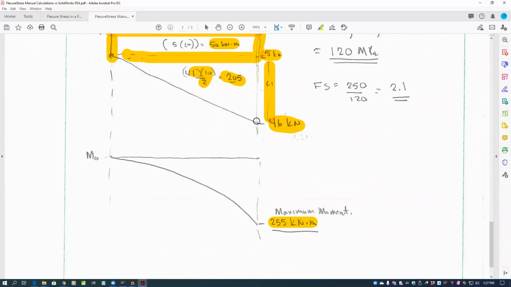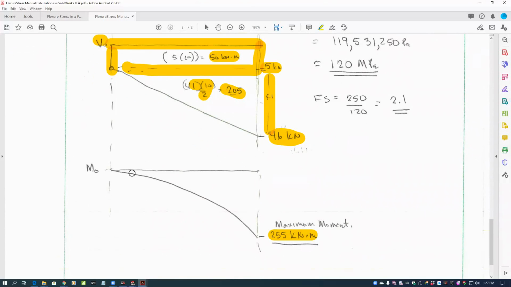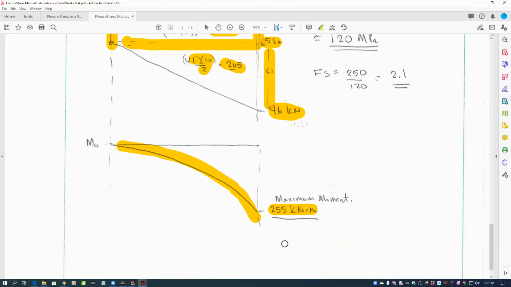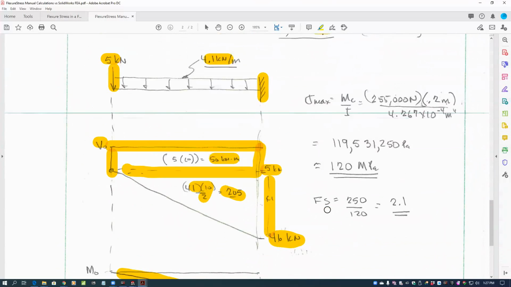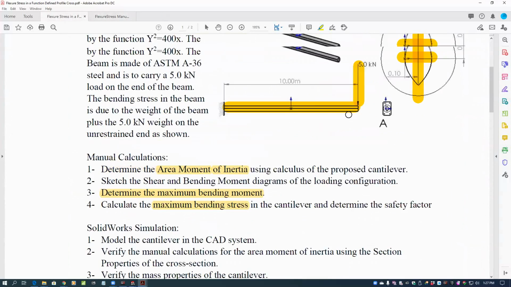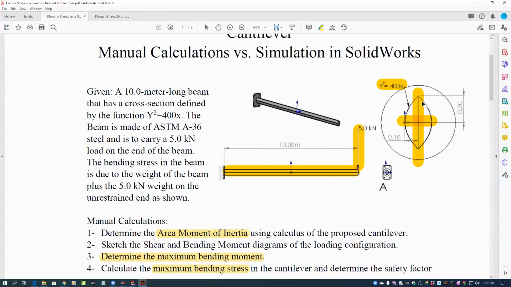And because this is a triangular shape here in our shear, we get a parabolic shape in our moment, and the maximum moment is 255 kilonewton meters. So that will let us calculate the flexure stress using MC over I. So our maximum moment, 255 kilonewton meters, is 255,000 newton meters. I should put an N·m there, times the distance. Well, the distance that we're concerned about, of course, is from the central axis to the top or bottom of the beam. That's where we get the maximum stress.